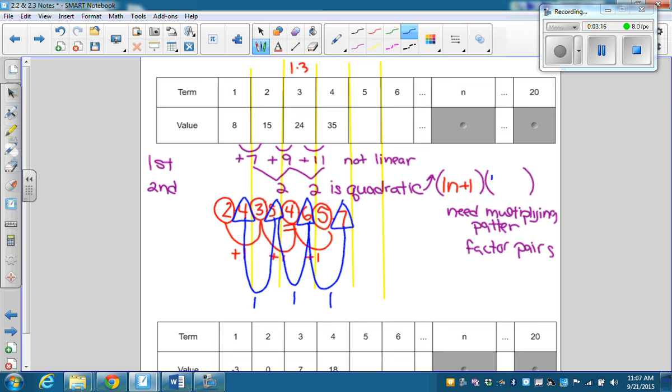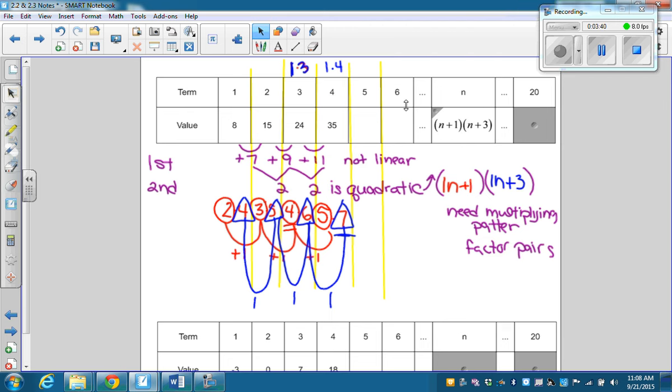Okay? So I still have a 1 in, but when I do 1 times 3 now, instead of wanting the 4, I want the 6. So I have to add 3, and I should check it, right? So 1 times 4 is 4. If I add 3, I should get 7. So my rule is n plus 1 times n plus 3.